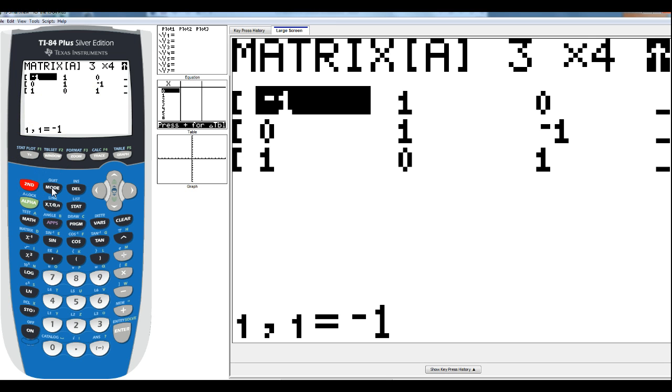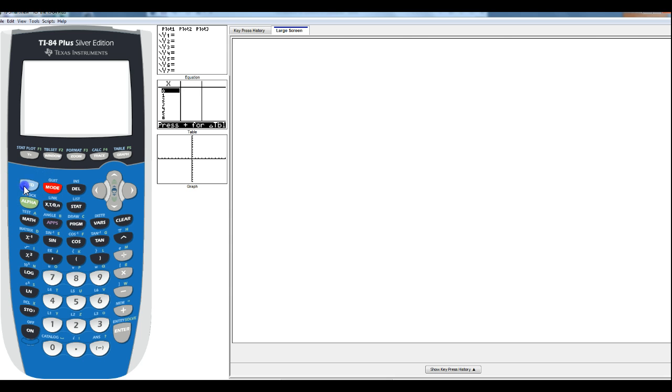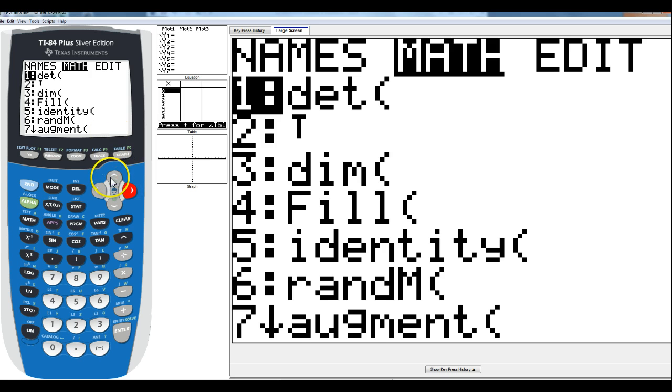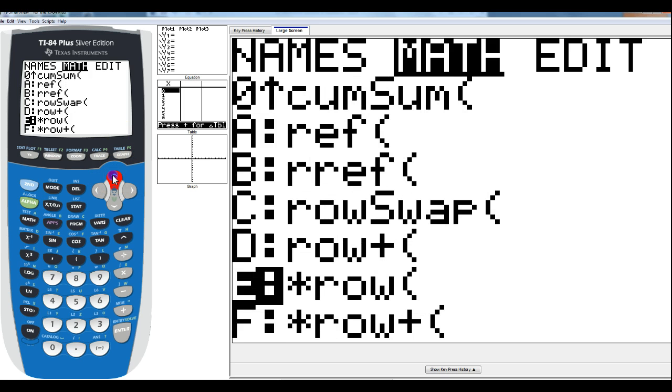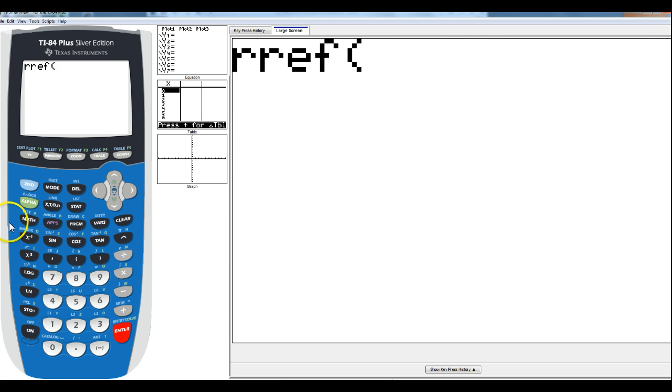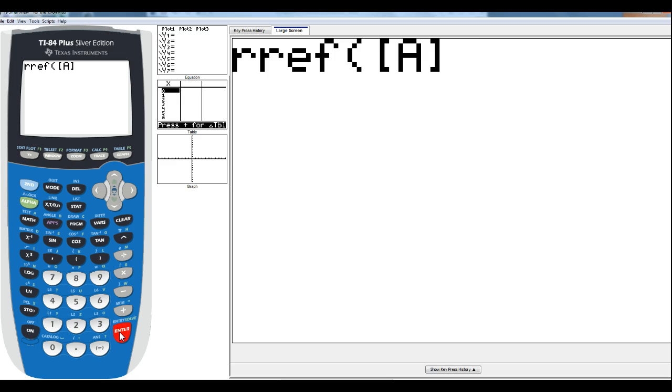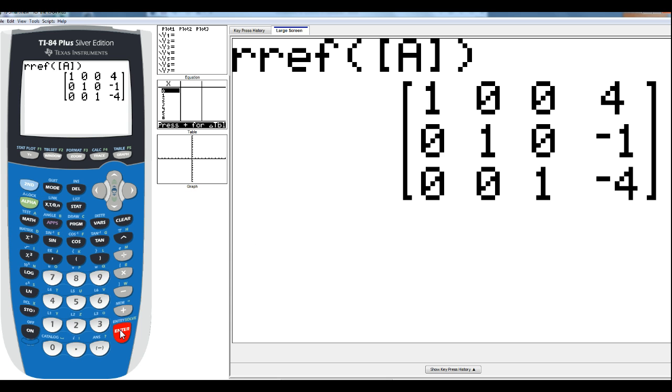We're going to do second, quit, go back to the matrix, scroll over to math, and then we're going to scroll up until we see the RREF, and then enter, and go back to matrix, and there's our matrix that we put in, A, enter, and I'm going to go ahead and close that parenthesis and enter, and there we get a reduced row echelon form matrix.